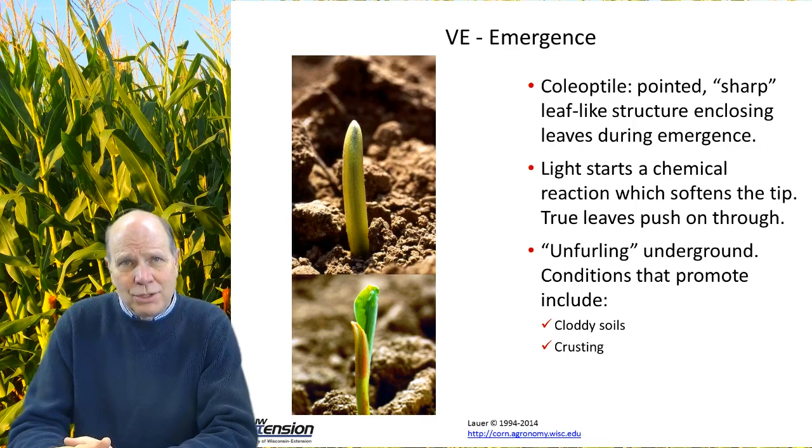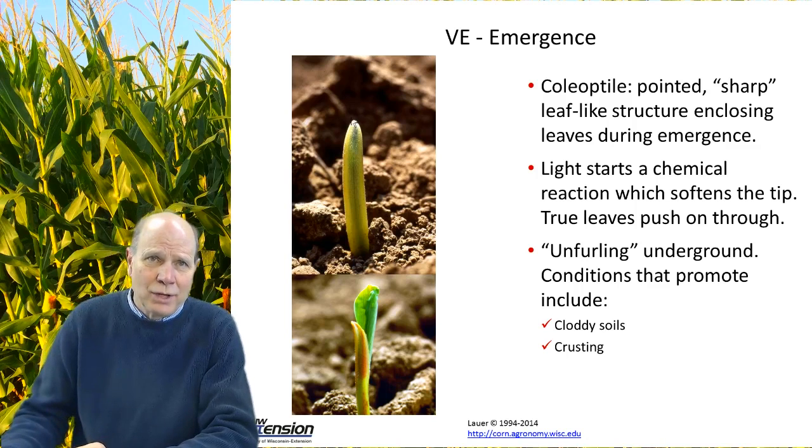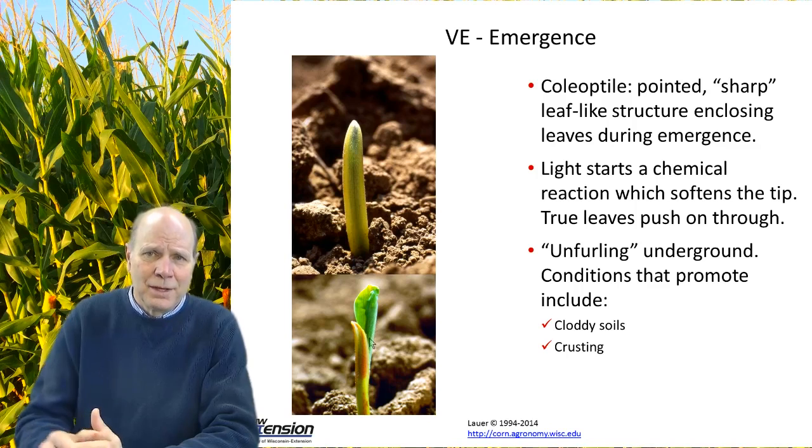The first structure that emerges out of the seed is something called the acrospire or coleoptile. If you put your finger on the tip of that coleoptile, it's very hard, very pointed, until it sees the soil surface. Then there's a light reaction that occurs that softens the tip and allows that first leaf to come out of the tip of that coleoptile.